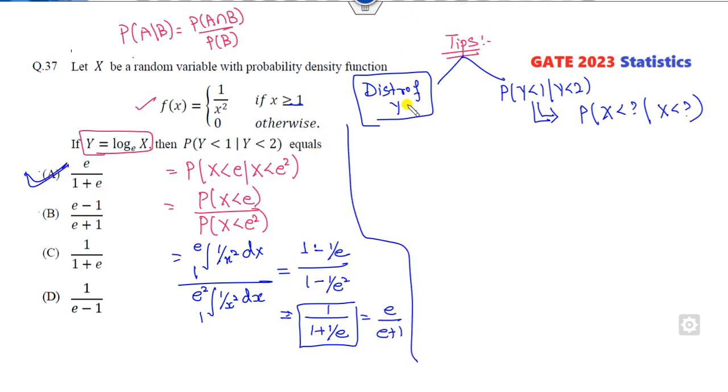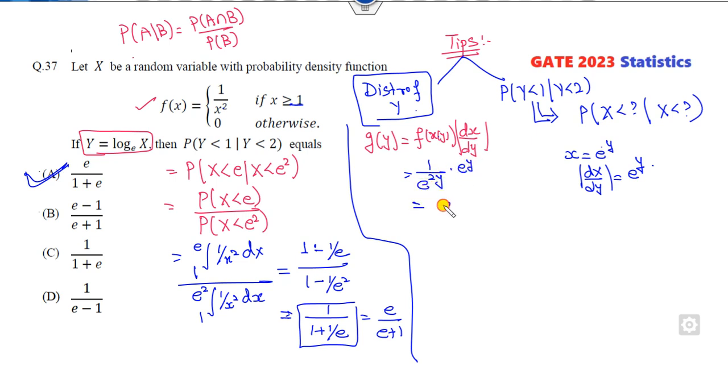Fine. Now second is you can find the distribution of y. How can you find the distribution of y? You can write by using the transformation method, modulus of dx over dy. Fine. So what is that? X is nothing but e raised to power y. What is the dx over dy, which is e raised to power y. So this is 1 over x. X is my e raised to power y, and this is e raised to power minus y. So which distribution is here? It follows the exponential distribution.